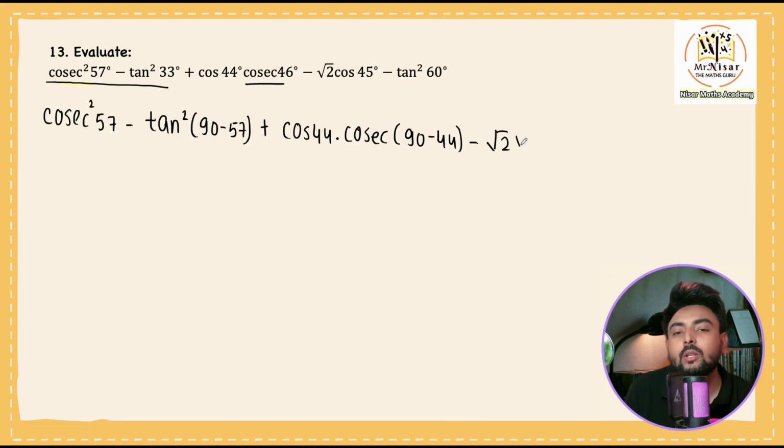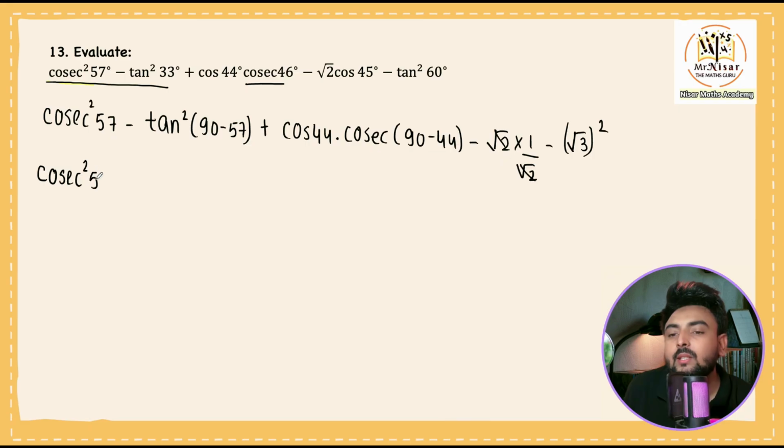Now it is cos 45. What is the value of cos 45? 1 by root 2. This value should be on the tip of your tongue. And tan square 60. Tan 60 value is root 3, so it will be root 3 square. Let's solve. See children, these both will get cancelled.